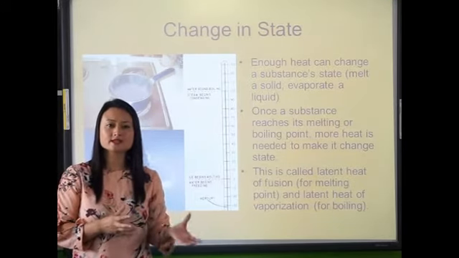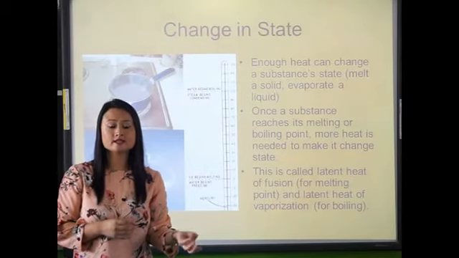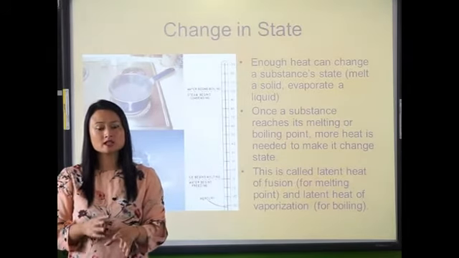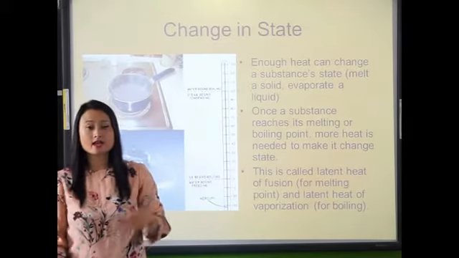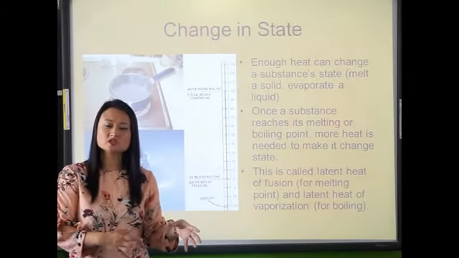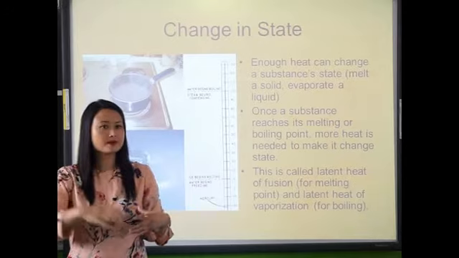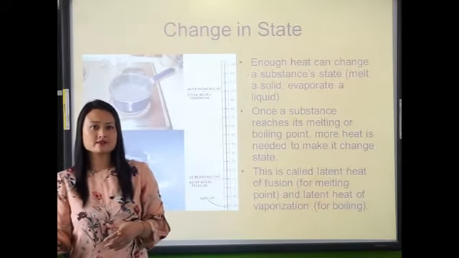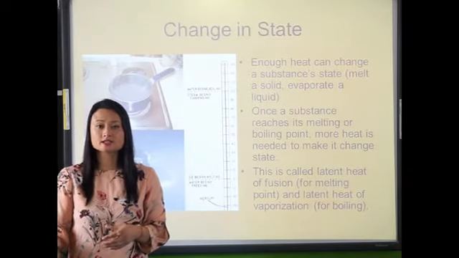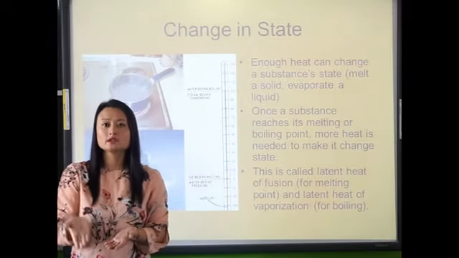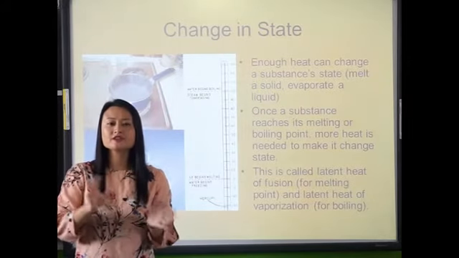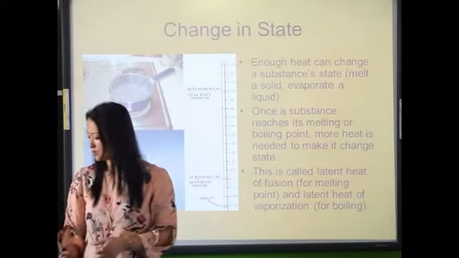When an object gets heated, a solid changes to liquid. If a liquid gets heated, it changes to gas. And if a solid is supplied too much heat, sometimes it gets converted to gas directly. Vice versa, if a gas loses heat, it changes to liquid. If a liquid loses heat, it changes to solid. So there is a change in state.